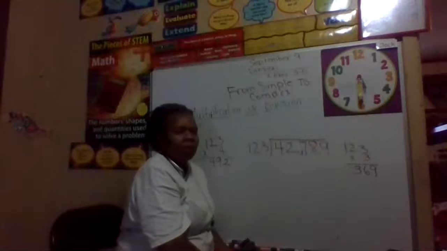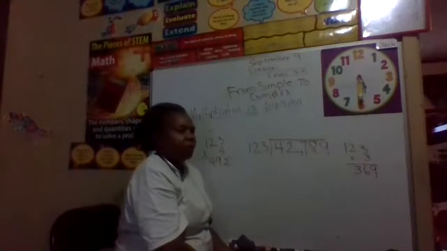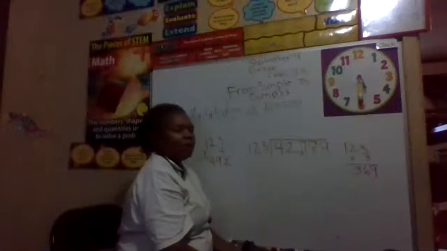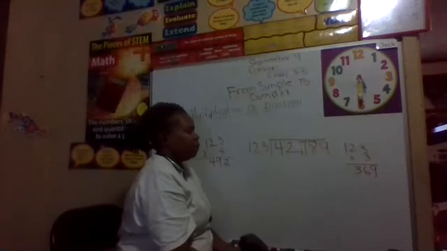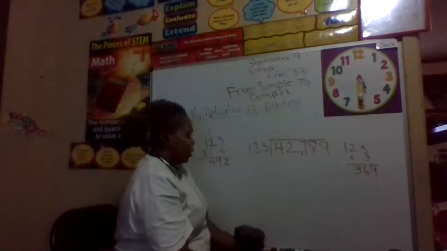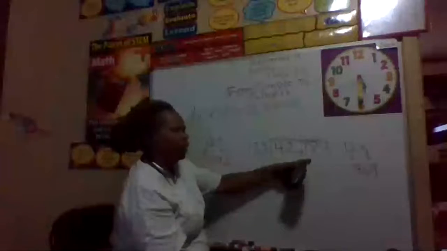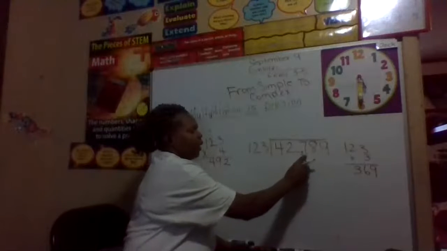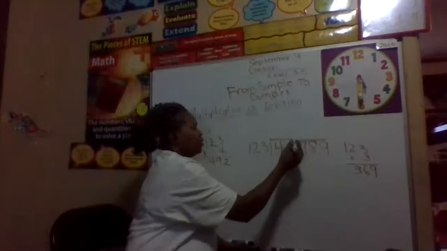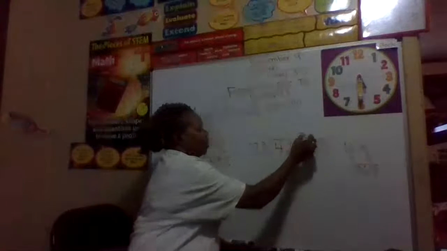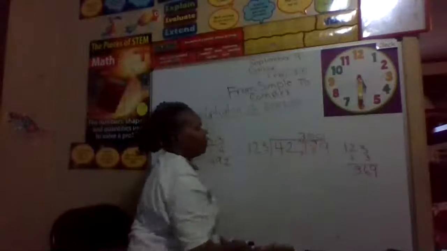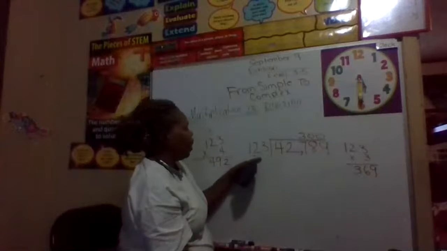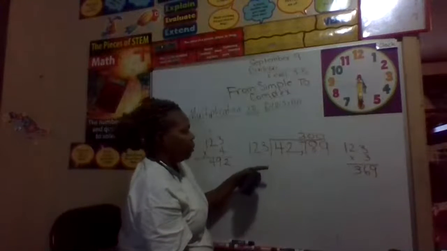Where's the 3 going to go? Now, hold on. The 3 is going to go above the 7. Why above the 7? Because we're dividing into the hundreds. Very good job. And what place is the 7 in? The hundreds place. So it'll be 3 what? 300. There are 300 sets of 123 in that number, okay?